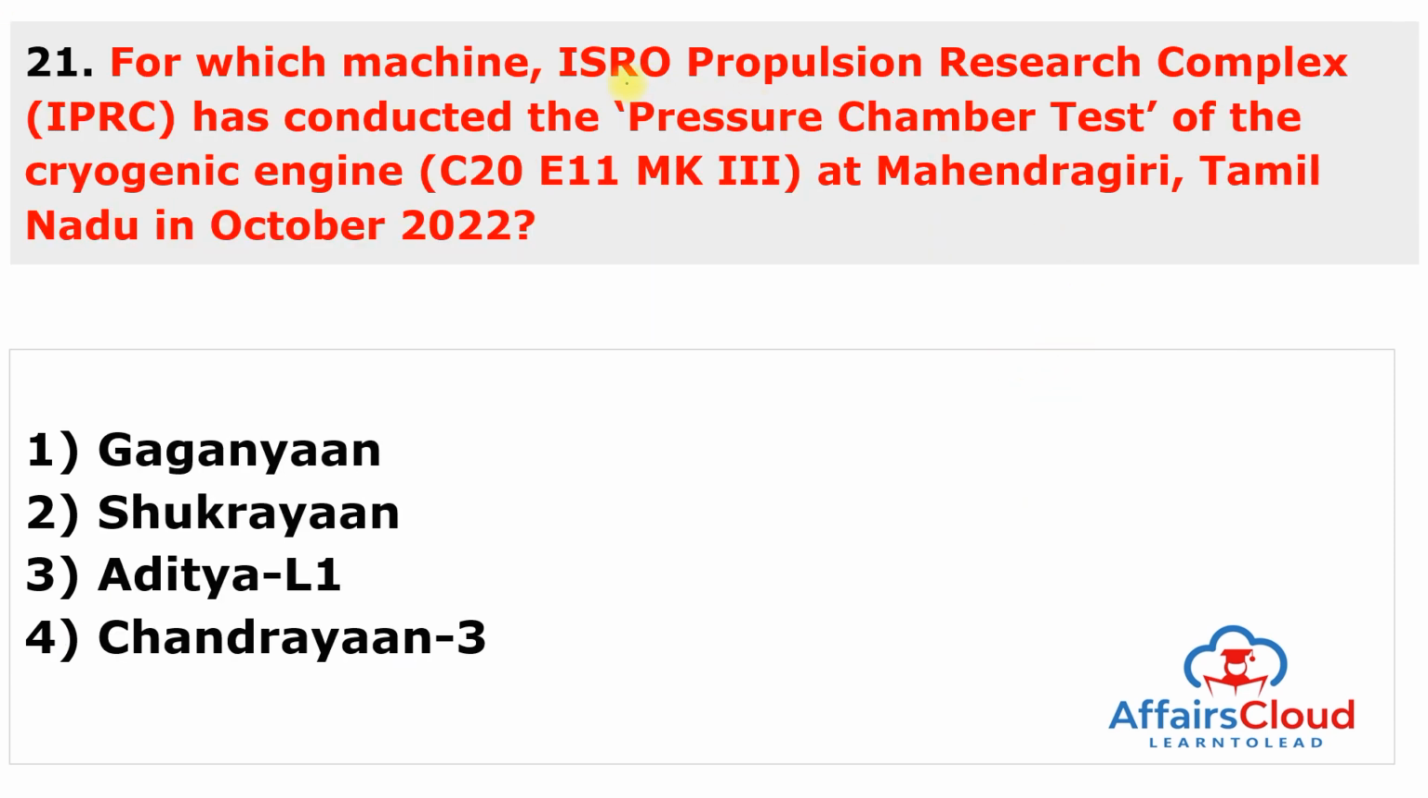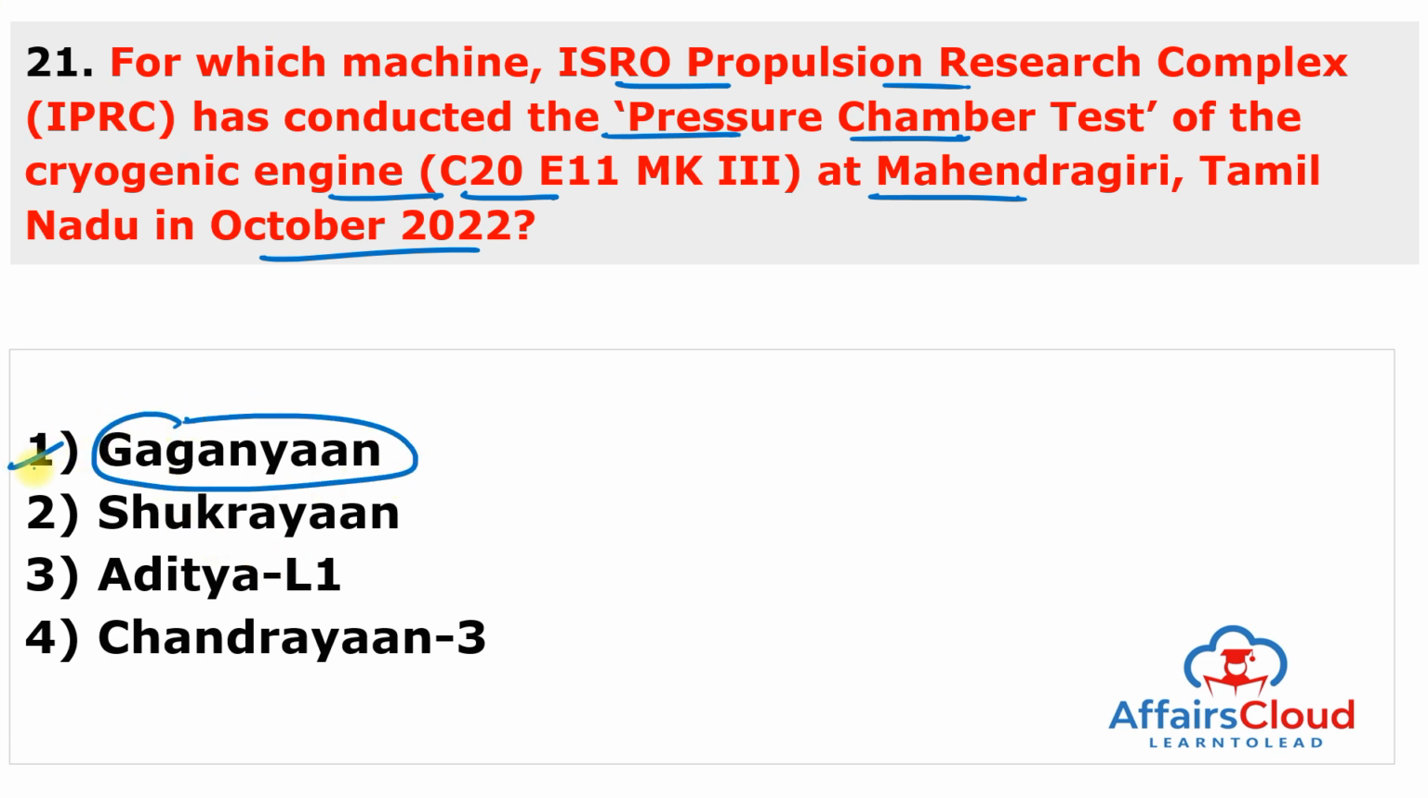For which machine ISRO Propulsion Research Complex has conducted the pressure chamber test of the cryogenic engine which is also known as C20 at Mahendragiri, Tamil Nadu in October 2022? And this is for the Gaganyaan. Answer of this question is 1.